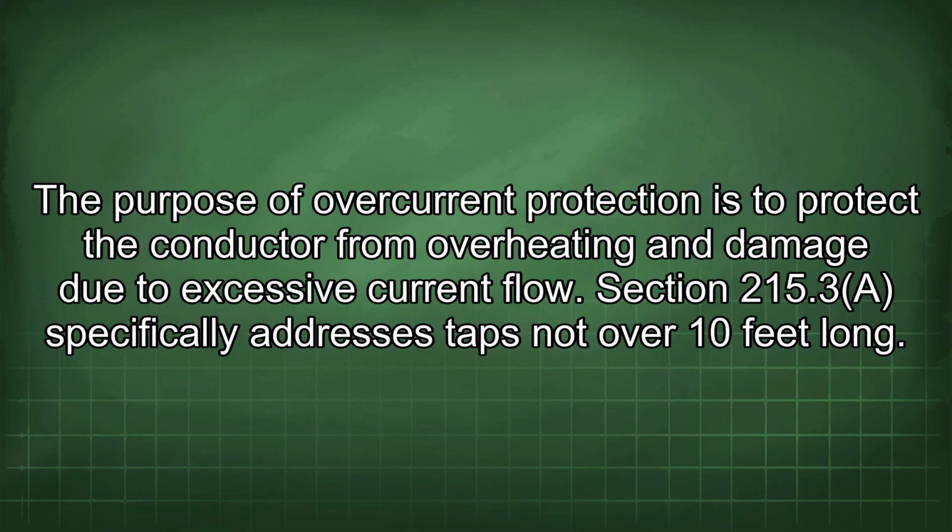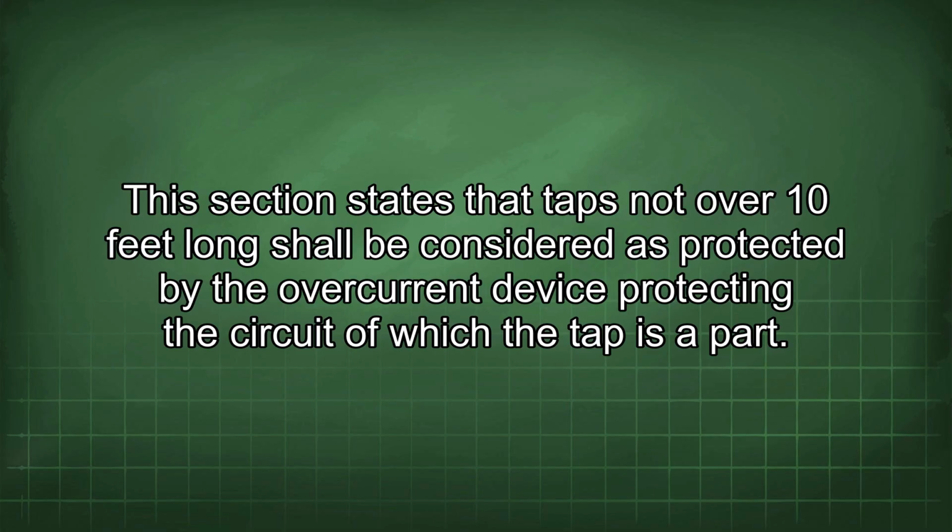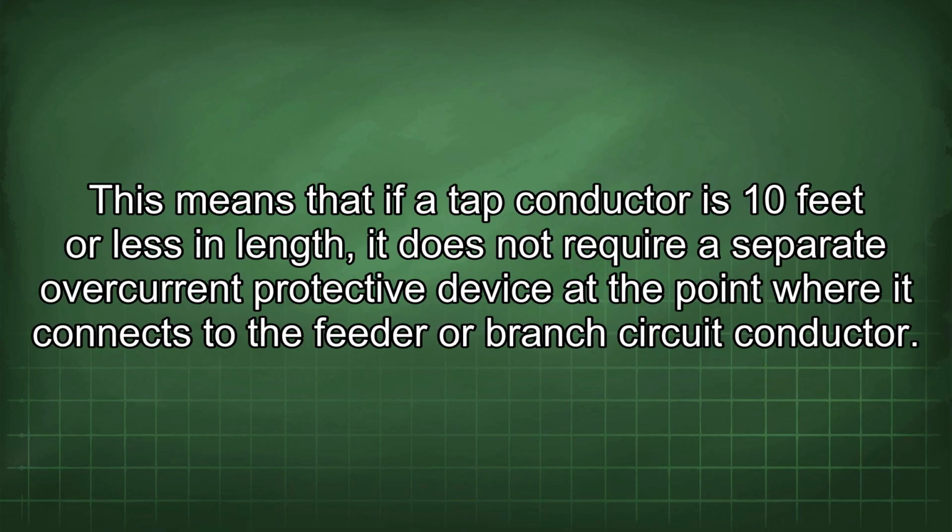Section 215.3 specifically addresses taps not over 10 feet long. This section states that taps not over 10 feet long shall be considered as protected by the overcurrent device protecting the circuit of which the tap is a part. This means that if a tap conductor is 10 feet or less in length, it does not require a separate overcurrent protective device at the point where it connects to the feeder or branch circuit conductor.